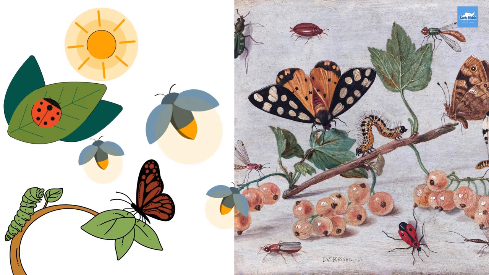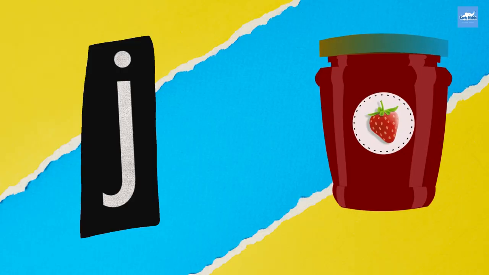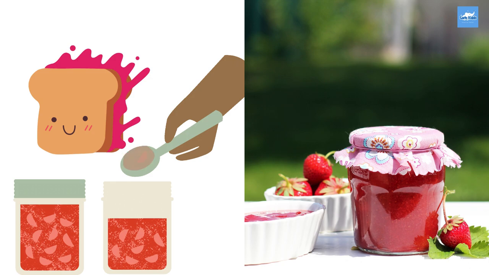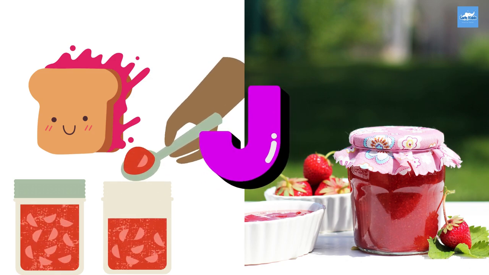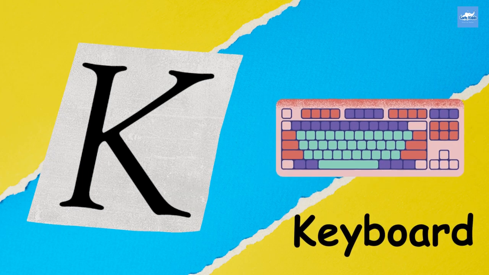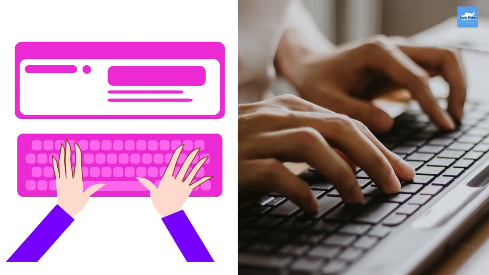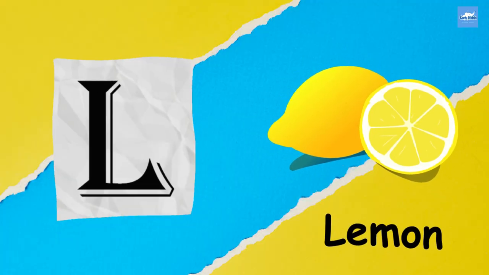Insect. I. Insect. J is for jam. Jam. J. Jam. K is for keyboard. Keyboard. K. Keyboard. L is for lemon.